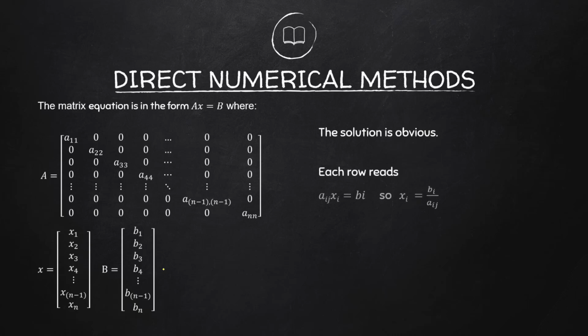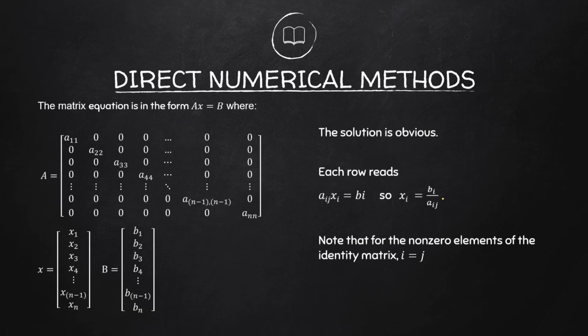Using the diagonal matrix, the solution is obvious. Each row reads Aii xi equal to bi. So if you are going to solve for the value of the variable x, that would just be equal to bi over Aii.